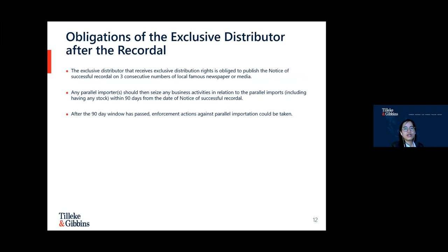After the recordal, there is an obligation for the local distributor to publish the notice of successful recordal on 3 consecutive issues of a local famous newspaper or media. In practice, some companies prefer to publish the notice through, like, a Facebook official account. Like, I saw those kinds of publications as well. So it's easy, because the law only says, okay, publish on local newspapers or media.